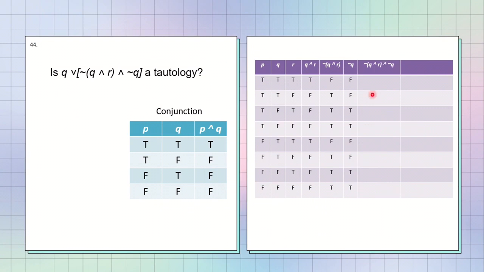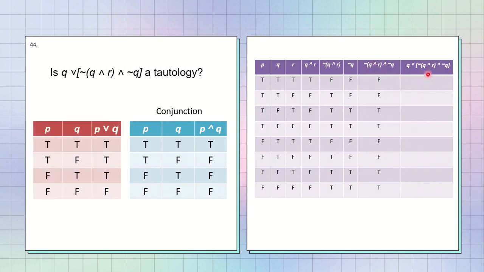For the next one, which is the negation of Q and R and not Q, we will be looking at the truth table of the conjunction. So the values will be false, false, true, true, false, false, true, and true. And for the last column, which will identify whether the statement is a tautology, we will get the disjunction of Q and the conjunction, the disjunction rather, of these two.